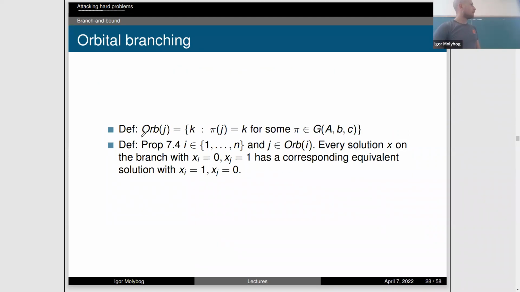Then we define the notion of orbit of a single component J. An orbit is a set of all such components K.